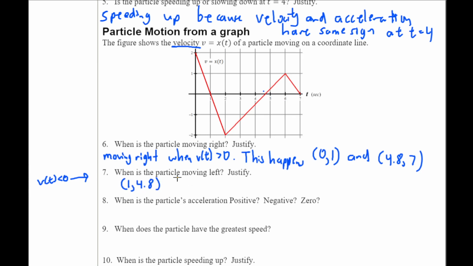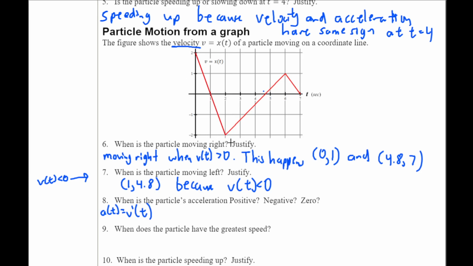They asked to justify. You can just say because v of t is less than 0. When is the particle's acceleration positive, negative, and 0? So this is the velocity graph, right? Acceleration is equal to the derivative of the velocity graph, or the slope of the velocity graph.